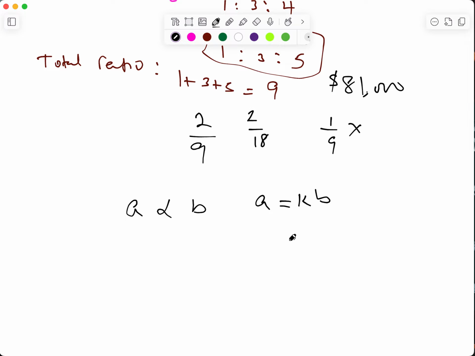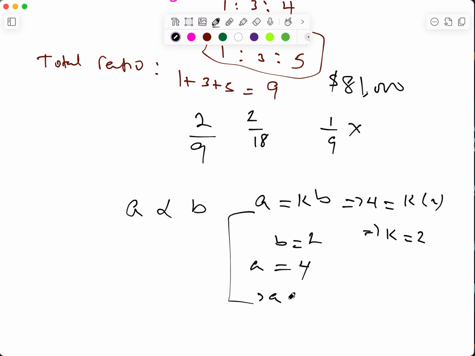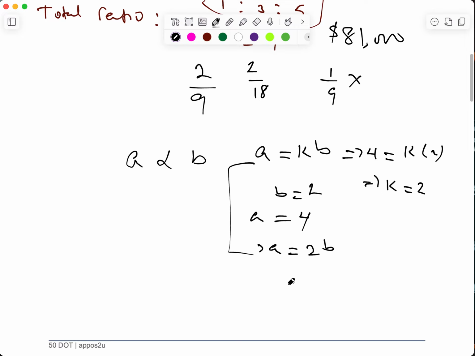So if B is 2, then A is 4. So what I can imply from here is that 4 will be equal to K multiplied by 2. That implies that K is equal to 2. So at every point in time, I can rewrite this and say A equals 2B. So you can see the proportion now. A equals what? 2B. And if I divide A by B, it equals 2.